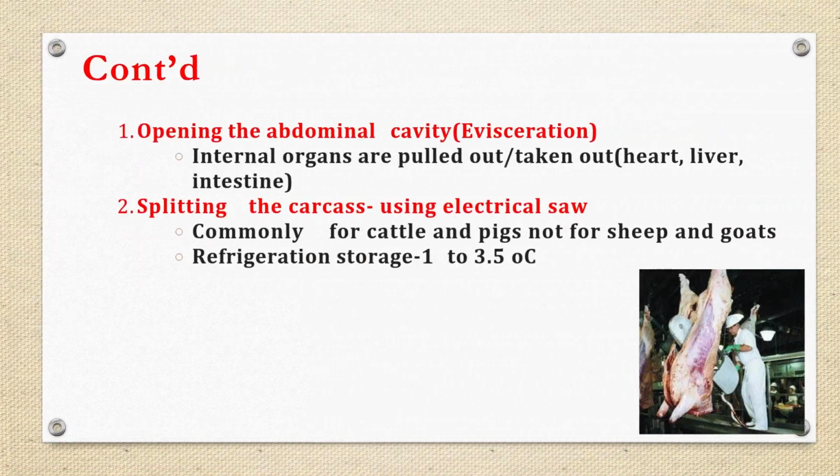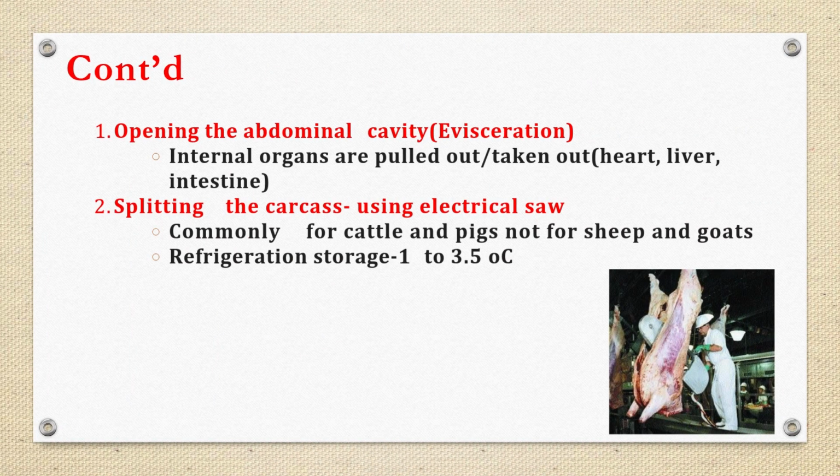Coming up next is opening the abdominal cavity, a process known as evisceration. In this step, the internal organs are pulled out or taken out. This includes the heart, the liver, and the intestine. After that, we have splitting the carcass, commonly using an electrical saw. This is commonly done for cattle and pigs, but typically not for smaller animals like sheep and goats. And finally, the carcass goes into refrigeration storage at temperatures between 1 to 3.5 degrees Celsius.